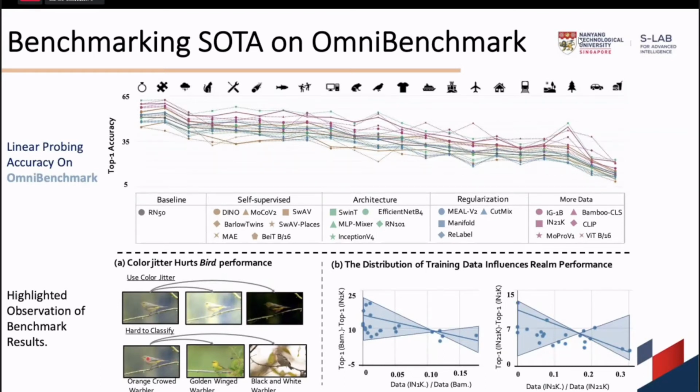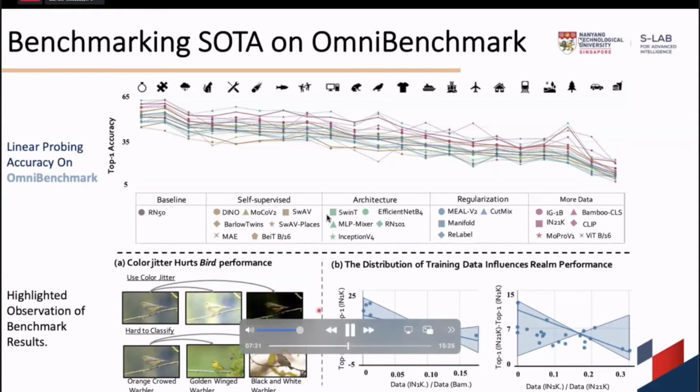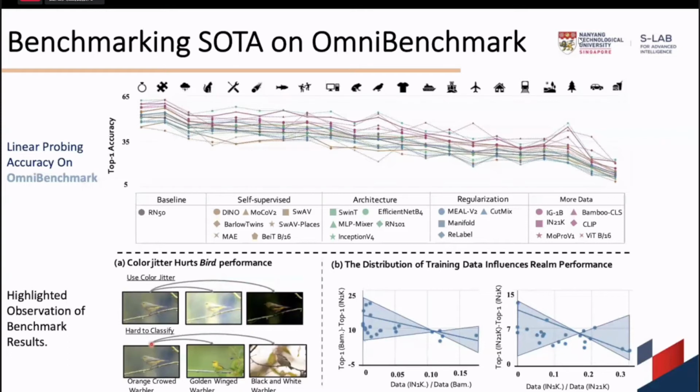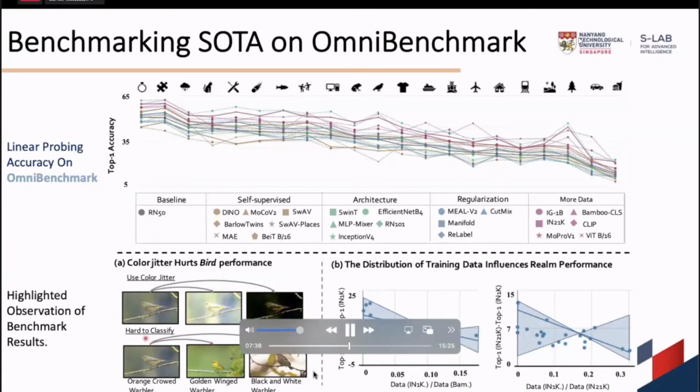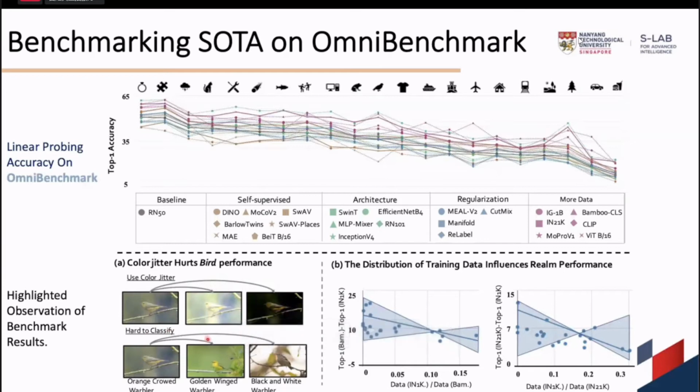From the shape, they look the same. The model can classify these three birds from their color. But if we use color jitter in the training stage, the model can become insensitive to different colors, right? Then it can hardly classify different birds in the evaluation stage.